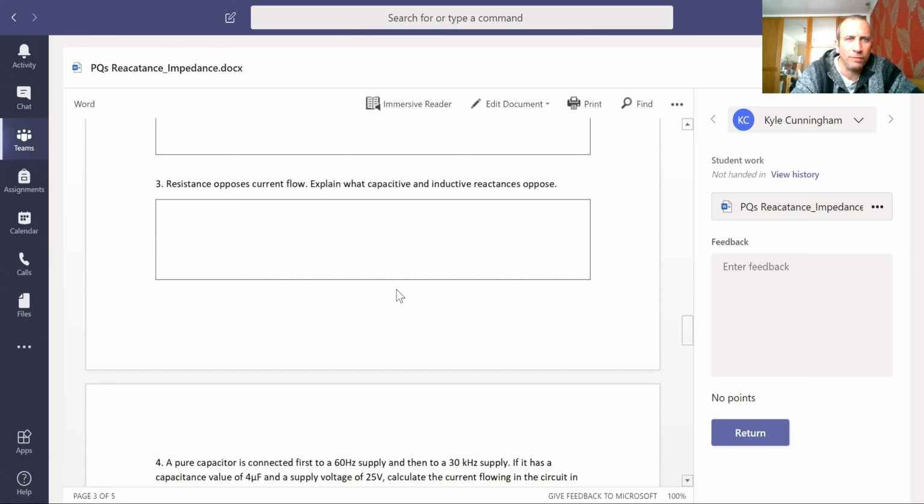Reactance opposes current flow. Explain what capacitive and inductive reactances oppose. Hang on, what's that question? Resistance opposes current flow. Explain what capacitive and inductive reactance oppose. They oppose a change. Your capacitance opposes a change in voltage, and your inductance opposes a change in current. Or is it the other way around?